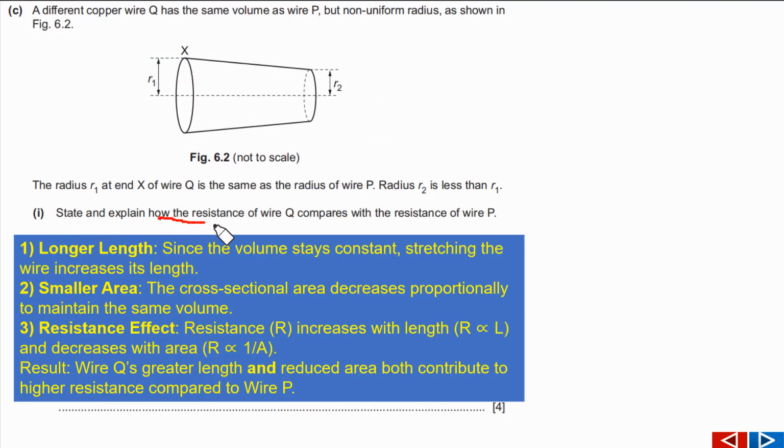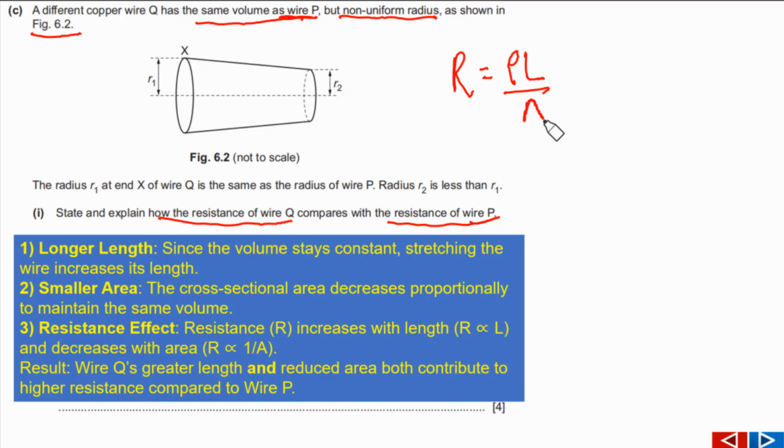So in this case, state and explain how the resistance of wire Q compares with the resistance of wire P. A different copper wire has the same volume as wire P but non-uniform radius, as shown in figure 6.2. So in this case you can see resistance is equal to rho L divided by A. They are made of the same material, so rho is the same. In this case the volume is the same, so we can say the volume of wire Q and P is the same. So we can simply say A times L. So if A goes down, L will go up.